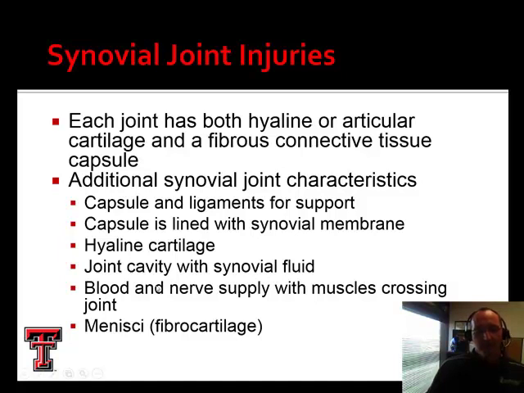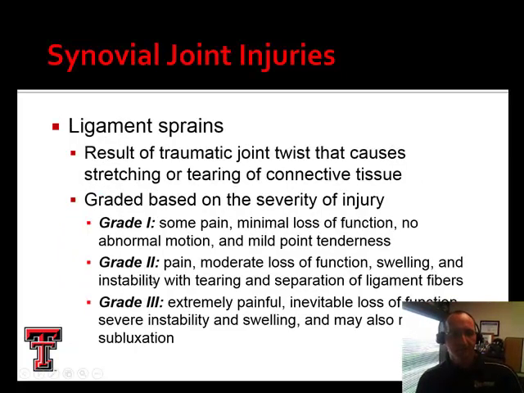And then we've got blood and nerve supply with muscles across the joint that serve as dynamic stabilizers. In some joints we may have menisci. So the knee, for instance, we've got fibrocartilage that provides added cushioning to that joint.